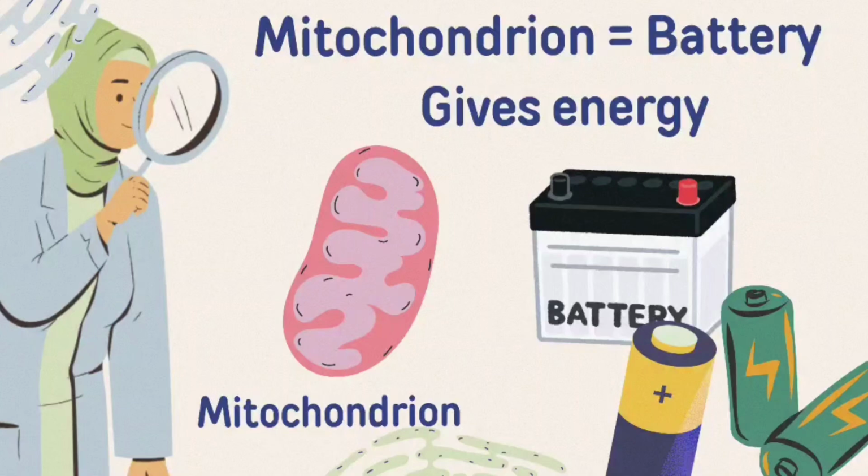Next, the mitochondria. These are called the powerhouse of the cell because they provide energy. Think of them as the school's battery or generator. Without them, nothing in the school would work. In the same way, without mitochondria, the cell would have no energy to do its job.